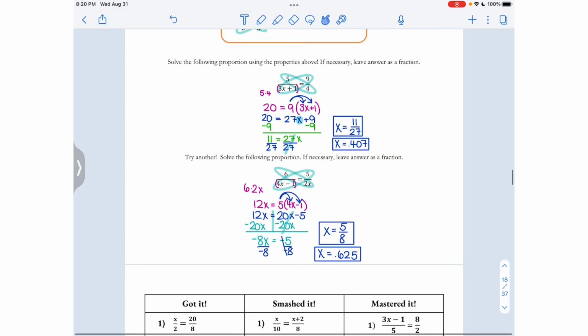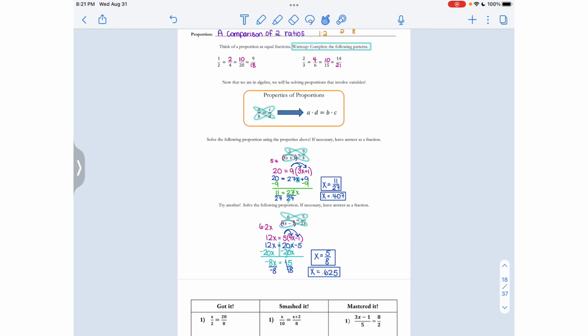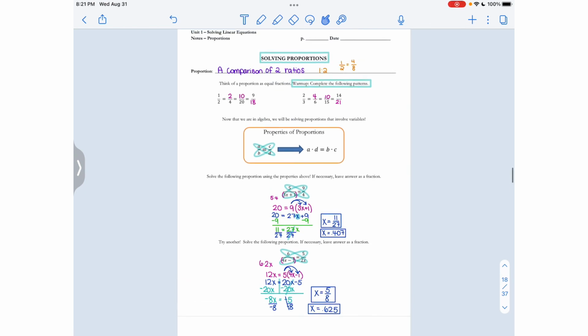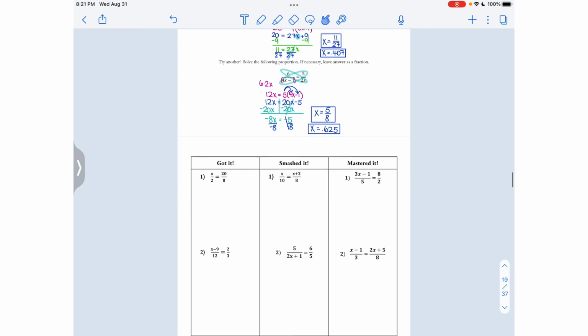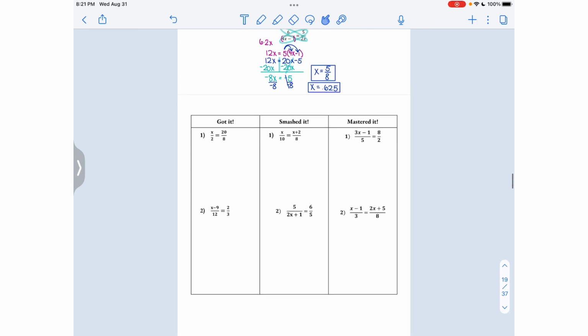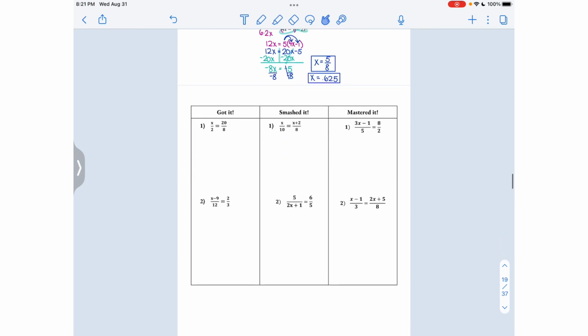Okay, so those are our examples. They didn't come out so lovely, but don't freak out. That's going to happen sometimes. All right, so it's your turn. I want you to try the got it level, smashed it, and then mastered it with your groups.